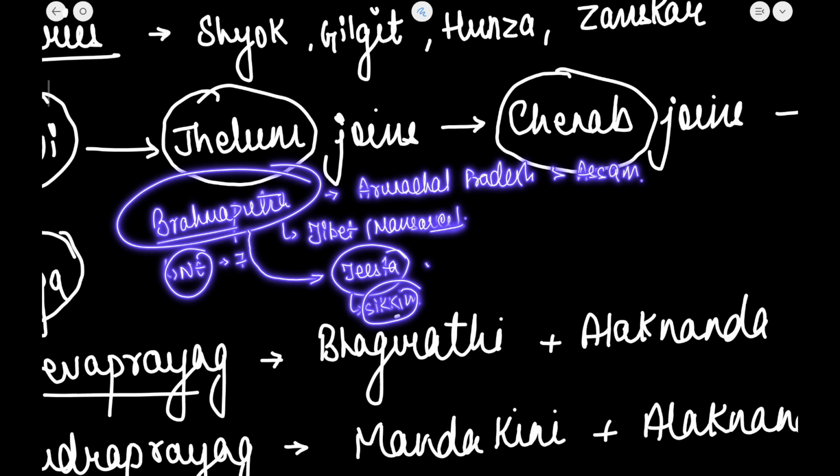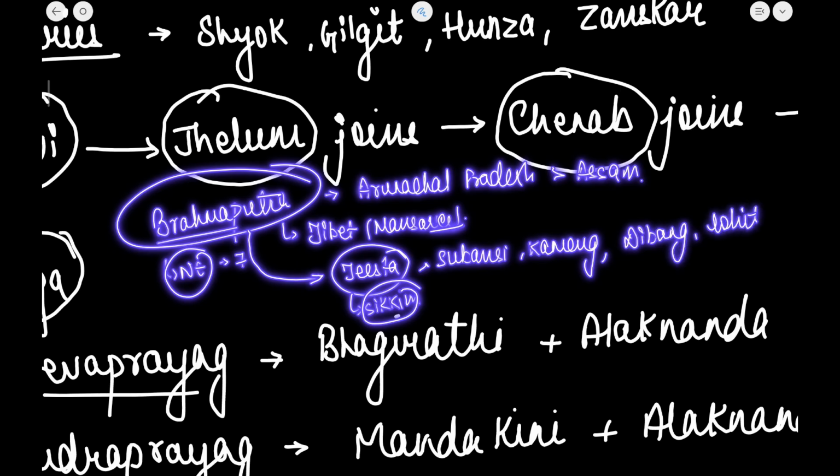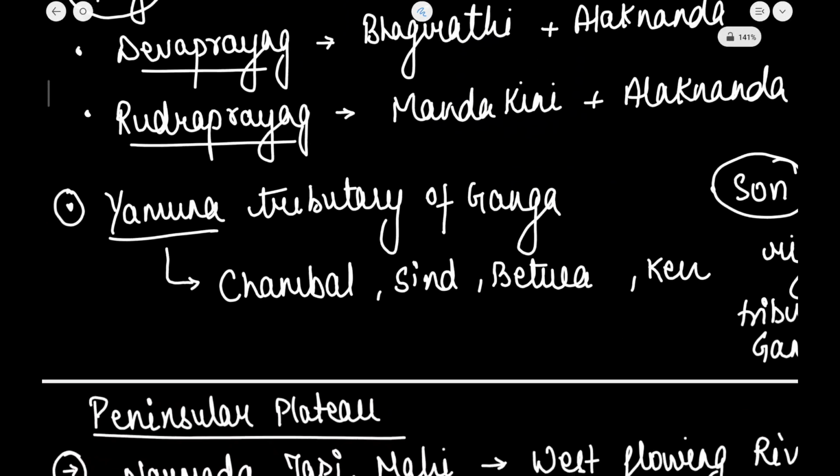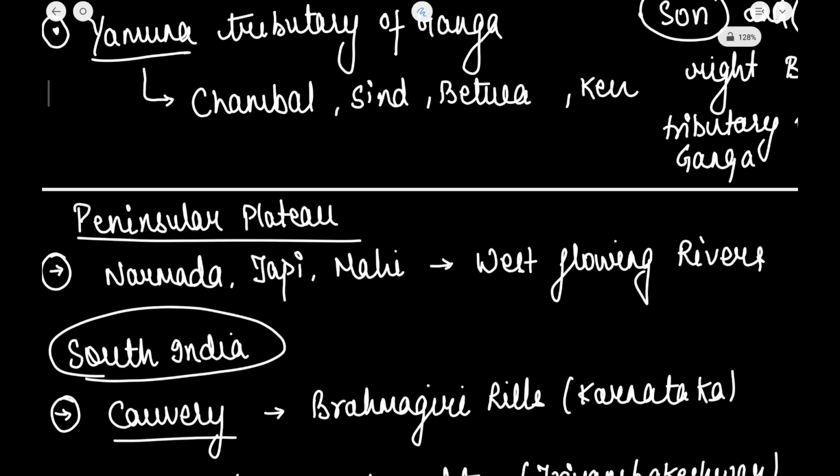Other tributaries of river Brahmaputra are Subansiri, Kameng, Dibang, Lohit. Okay, these are the tributaries of river Brahmaputra. Now we have also seen about the Brahmaputra. Let's now straight away move to the peninsular rivers.